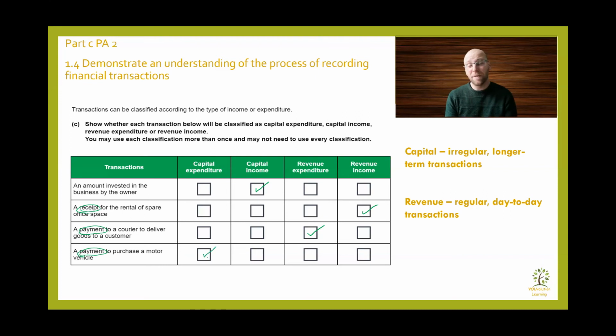Okay, so the key for this one is picking out the key information from the task. It tells you if it's a receipt or it's a payment or it's purchased. That helps you to know whether it's going to be income or expenditure. And then understanding whether that transaction is something that will happen on a regular basis or not. And most of the time, you'll be able to see something that happens on a regular basis. And then it makes it easier to establish which ones don't happen on a regular basis. Okay, so that's part C.